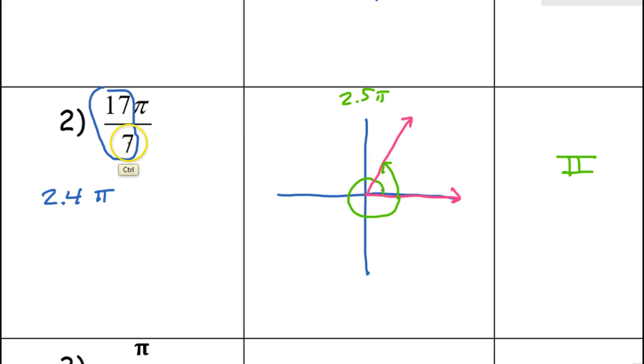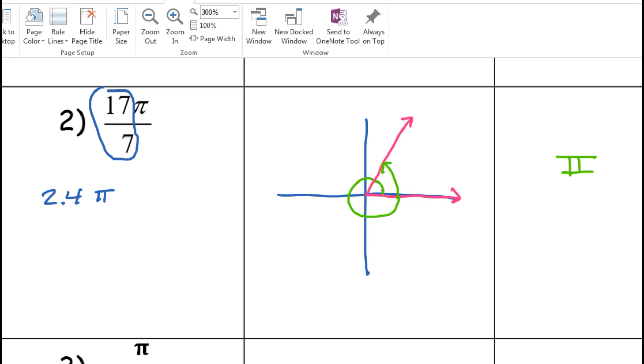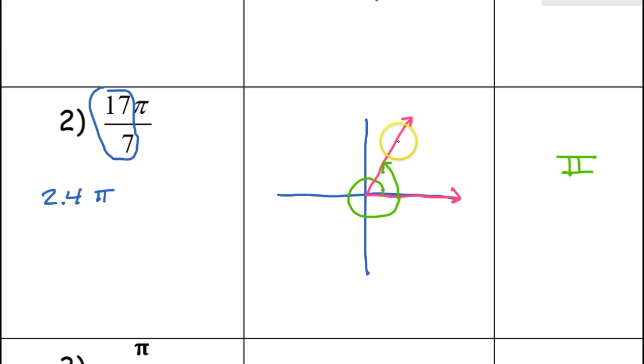Alright, now in this column, we're supposed to say the reference angle. Now, the 7 denominator is not one of my special angles, so I'm going to have to do some calculations to figure out the reference angle. So remember that the reference angle is the shortest path to the x-axis. So this purple angle that I just marked is the reference angle. I just need to figure out what that is.